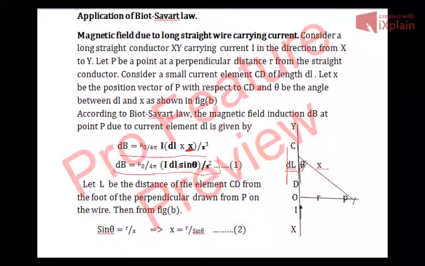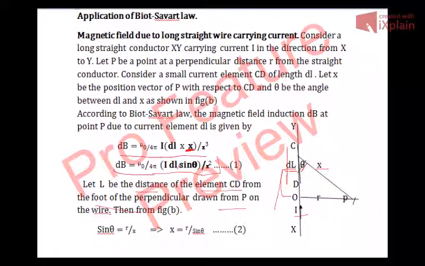Let L be the distance of the element CD from the foot of the perpendicular drawn from point P on the wire. The foot is O here, so L is the length from O to dl.